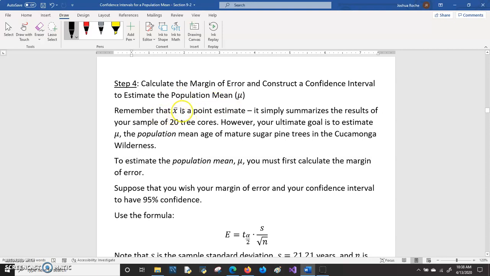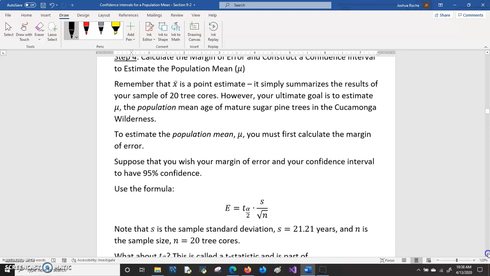So remember that X bar is a point estimate. It simply summarizes the results of your sample of 20 tree cores. However, your ultimate goal is to estimate mu, the population mean age of mature sugar pine trees in the Cucamonga wilderness. To estimate the population mean, the first thing that you'll want to do is calculate the margin of error. Let's suppose that you wish to have a margin of error and a confidence interval that have 95% confidence. You would use this formula to calculate the margin of error.